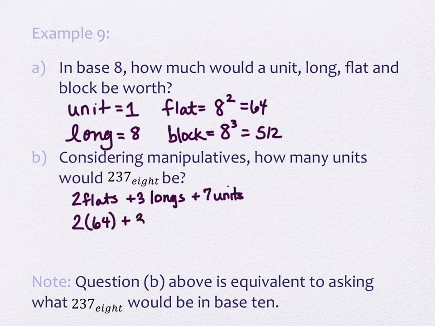And how many units is a long? It's 8 in base 8. And then how many units is a unit? Well, that's 1, right? It means 1. So if you grab your calculator and you multiply 2 times 64 plus 24 plus 7, what would you get? Somebody said it. What was it? 159 is correct. Good job.